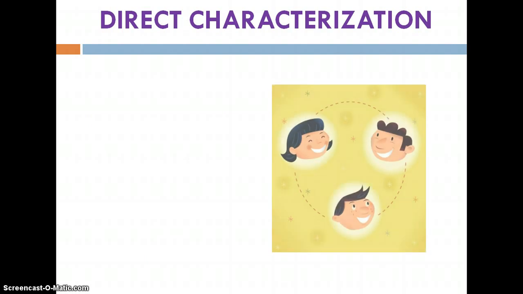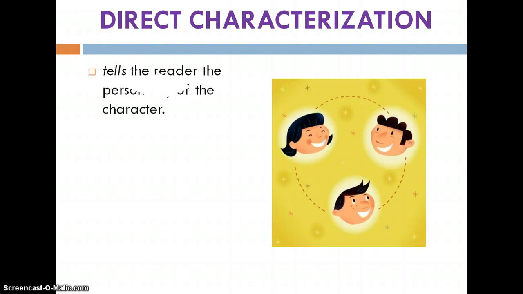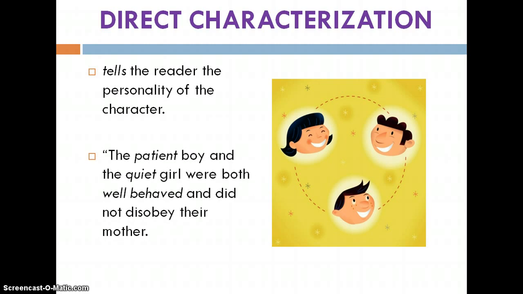Direct characterization. This is when they're just telling you the personality. They're telling you the characteristic traits. If they said the patient boy and the quiet girl were both well behaved and did not disobey their mother, that author's characterizing them as patient, quiet, well-behaved, and you don't have to guess at their actions. The author's using those words directly, telling you.